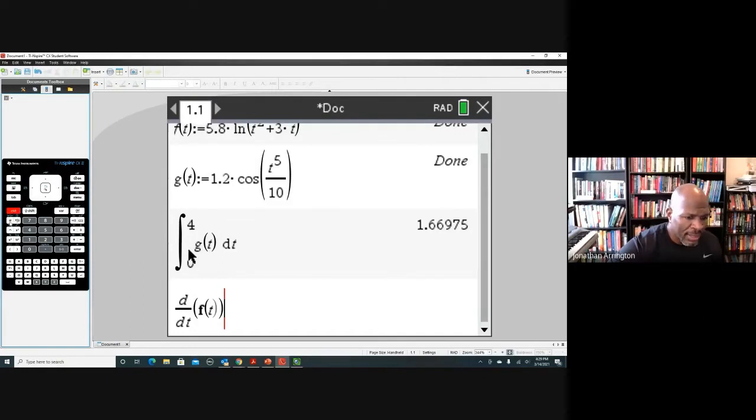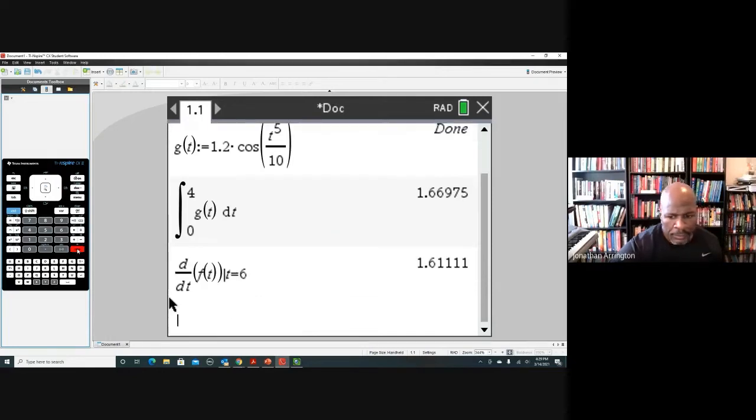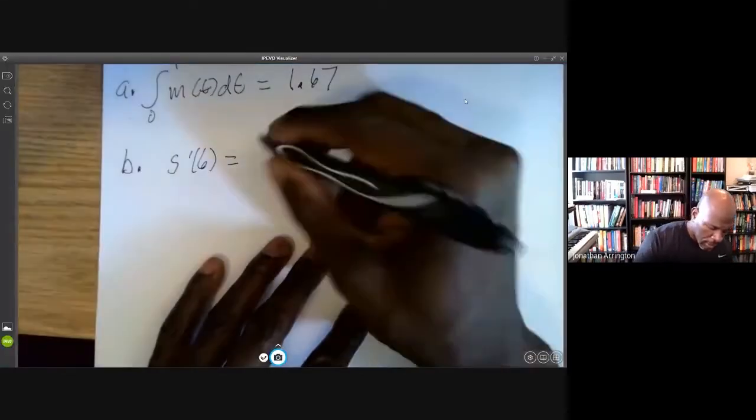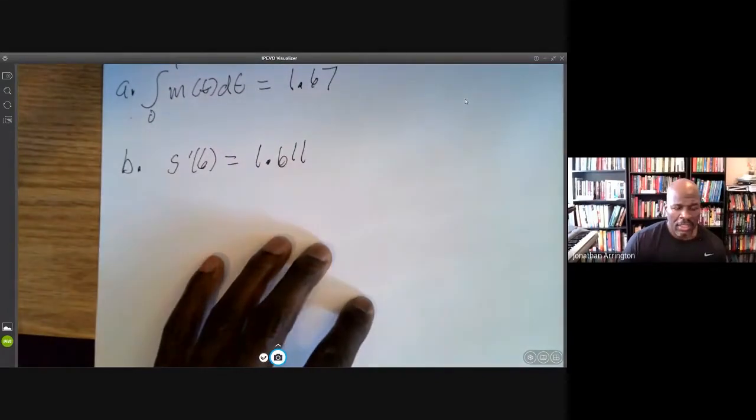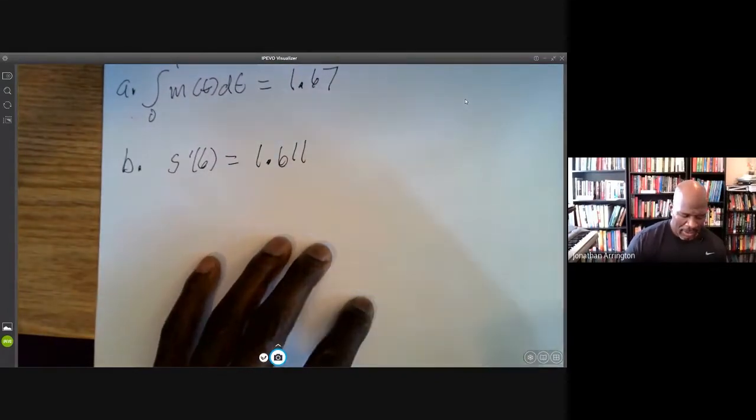When t is 6, all right, so that's 1.611 when we round it. Now it says explain the meaning of this, and it says something about using the correct units.